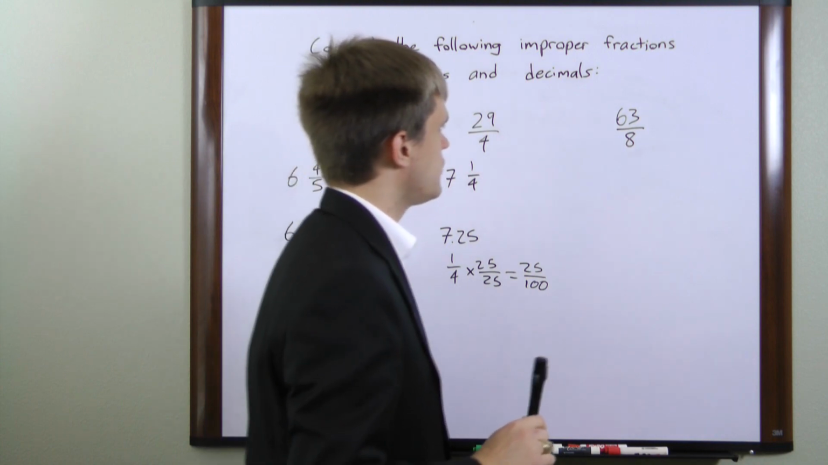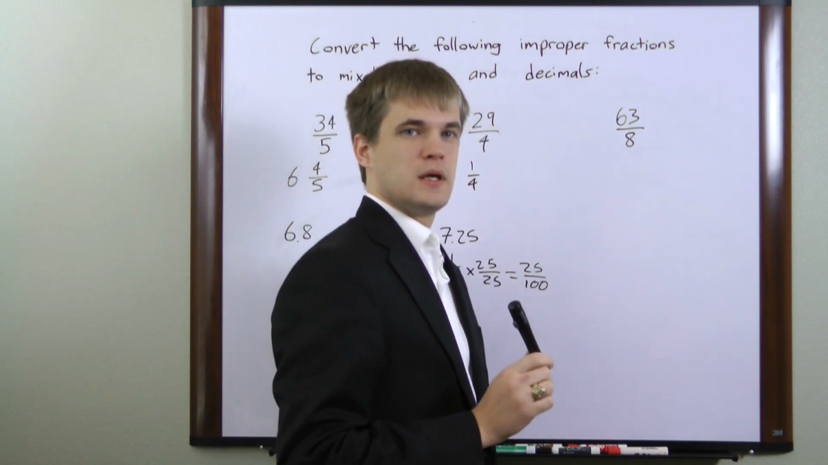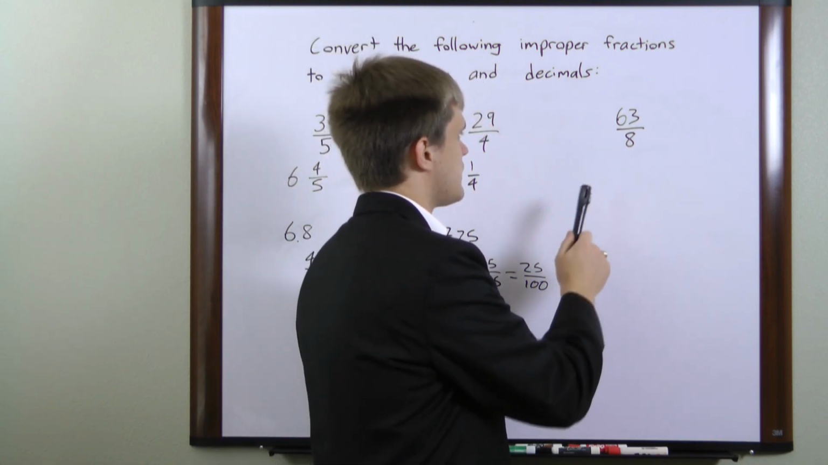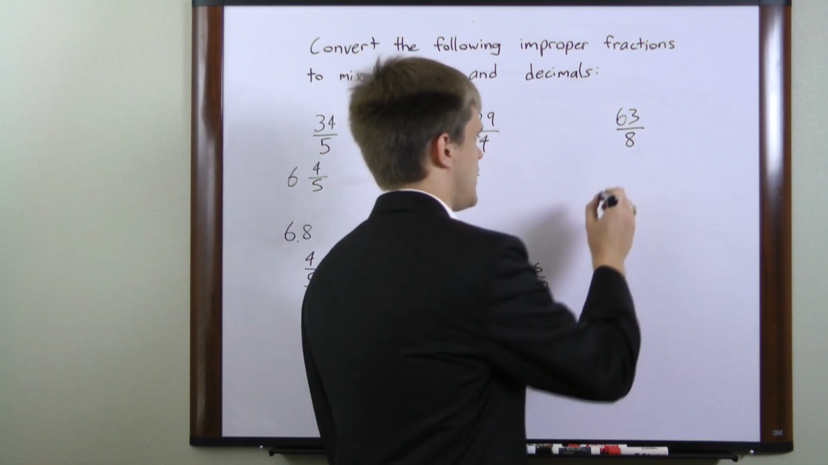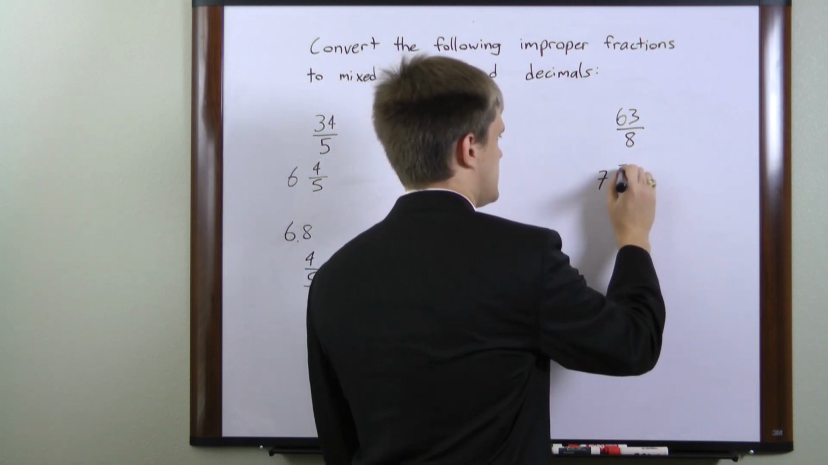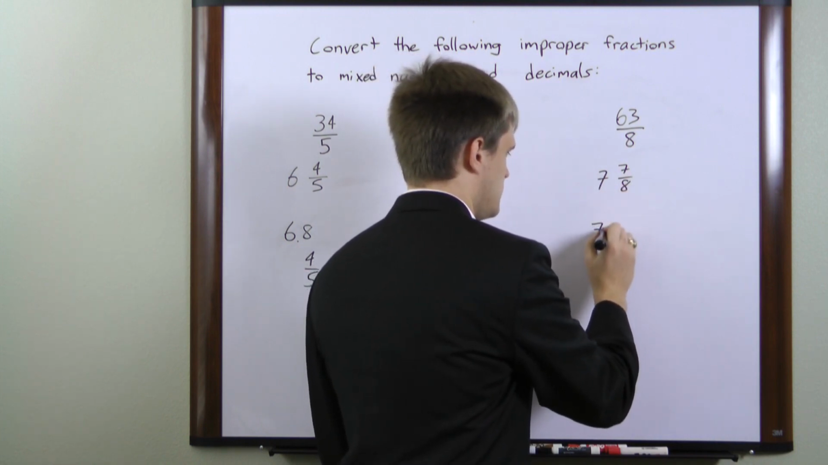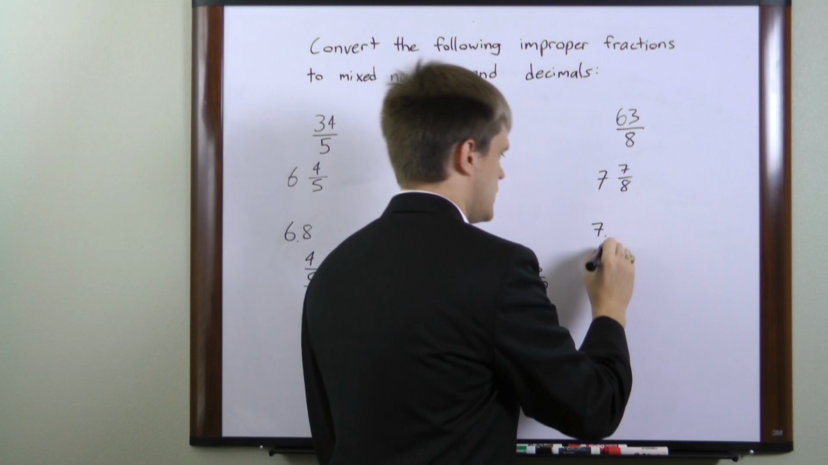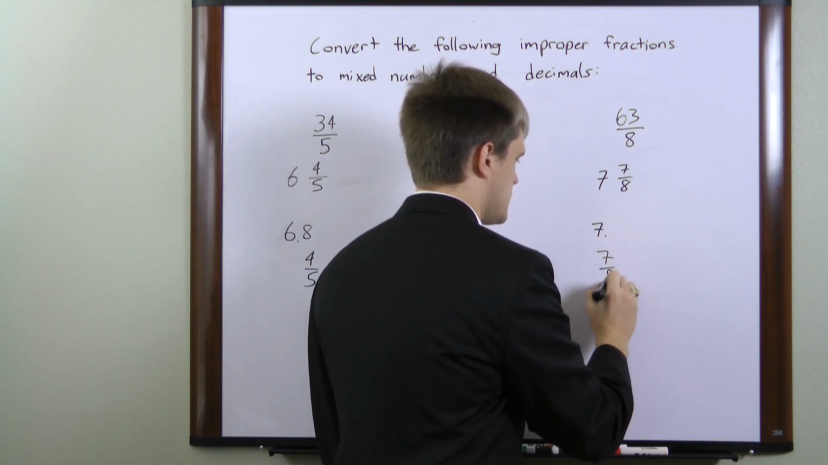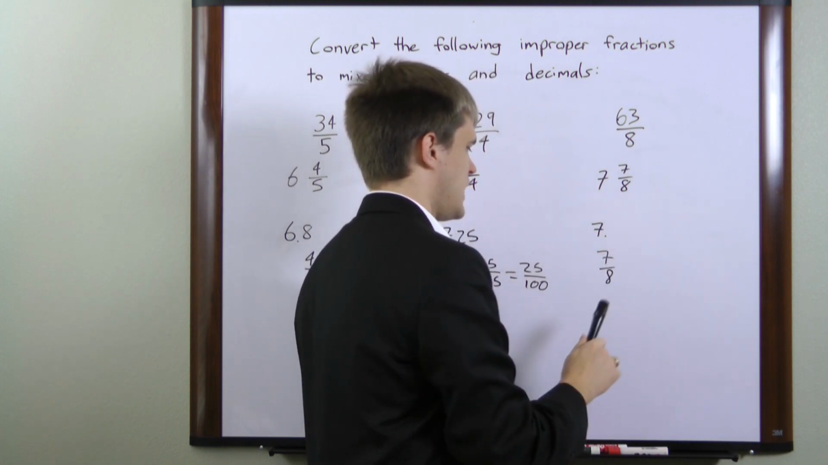In this final example, we have 63 over 8. 8 goes into 63 7 times with a remainder of 7. So we have 7 and 7 over 8. Once again, we'll pull down the 7, put it to the left of the decimal, and then convert this fraction to a denominator of a power of 10.